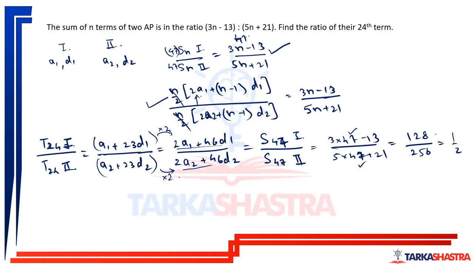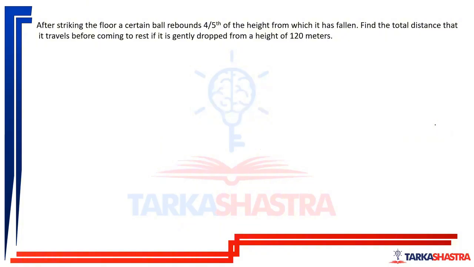When we solve it, we get 128 by 256 is equal to 1 by 2. Next, after striking the floor, a certain ball rebounds to 4/5 of the height from which it has fallen. We have to find the total distance it travels before coming to rest, if it is gently dropped from a height of 120 meters.